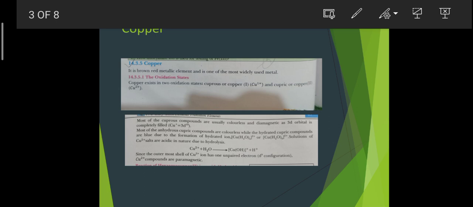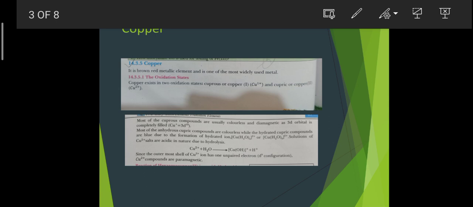Now we are going to discuss copper. Copper is a brown red metallic element and is one of the most widely used metals. First of all, we are going to discuss the various oxidation states of copper. Copper exists in two oxidation states: one is the +1 oxidation state and the other one is the copper +2 oxidation state.